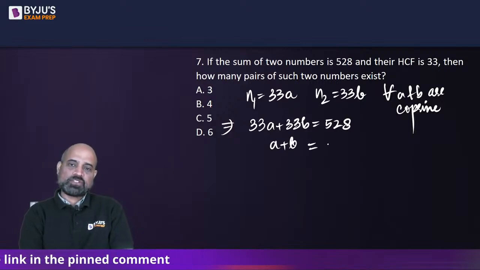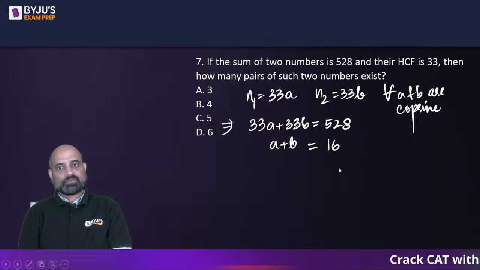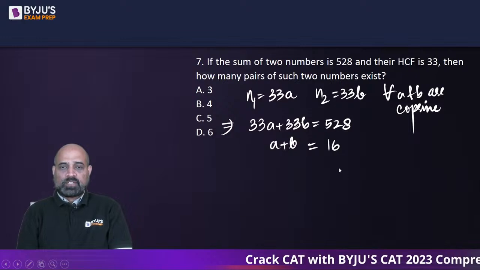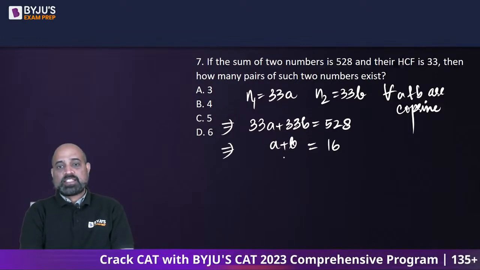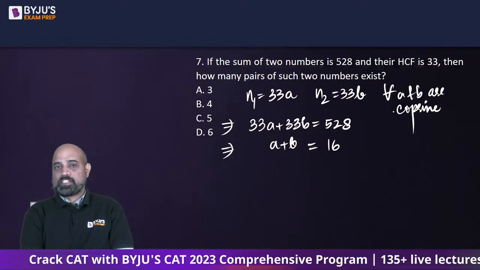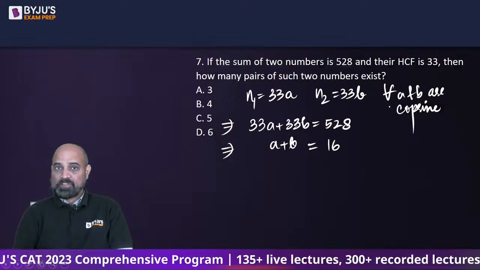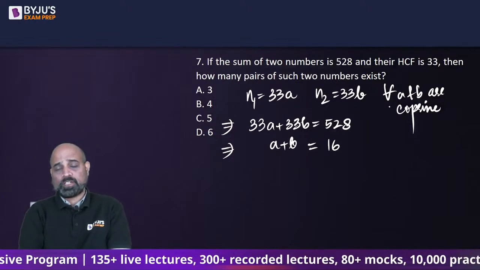So from here we will have A plus B. I think this is going to be 16. Shall we verify 330? Yes. So A plus B is going to give us 16. Now, since A and B are co-prime, how many such pairs of numbers exist? So 16 is not a huge number. We can manually check, right? Rather than using the Euler quotient formula.